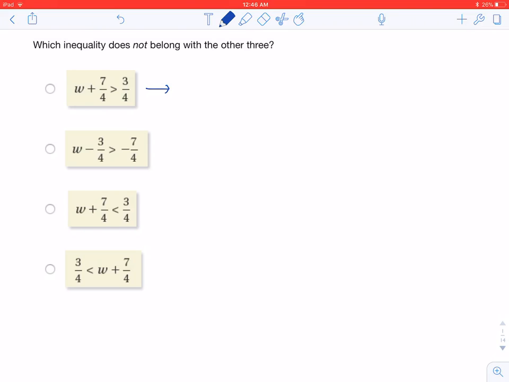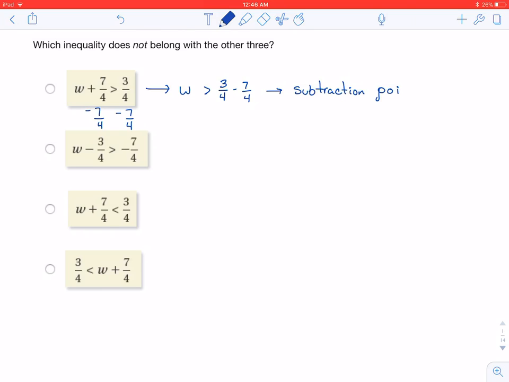If I wanted to solve this first inequality, I would subtract the 7 and 4/10 from both sides, because that would leave me with just w is greater than 3 over 4 minus 7 over 4. So in that one, I use the subtraction property of inequality. I'm just going to call that subtraction POI.